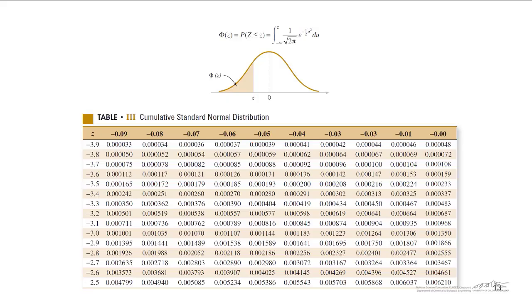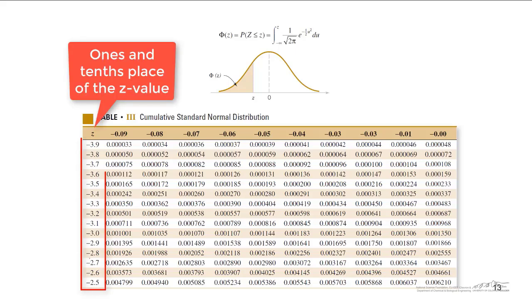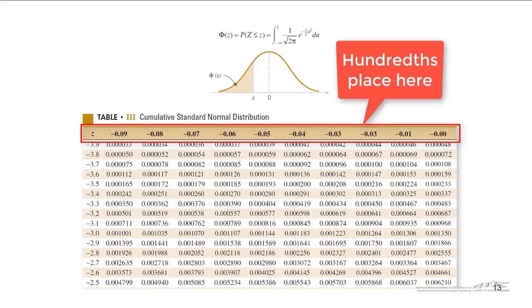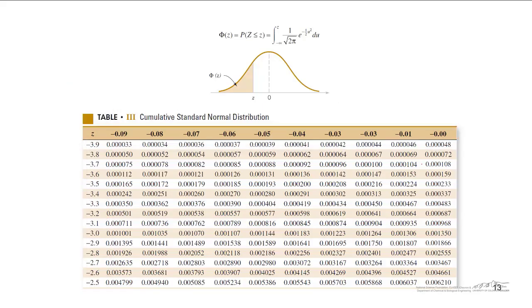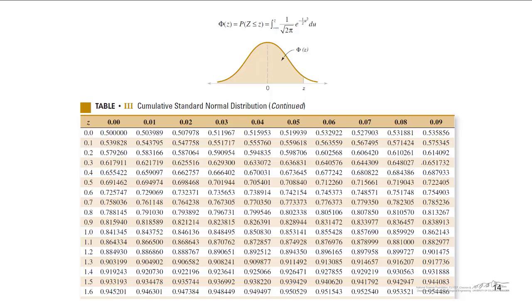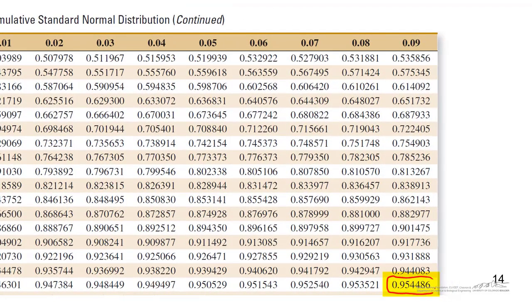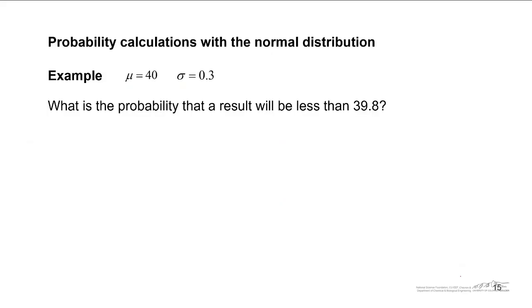In the back of the book, you've got these cumulative standard normal distribution charts. I've got a couple of examples of how we will use this. Basically you've got your z value here, and your cumulative distributions make up the contents of the table. As you get to really high z values, you see that the cumulative distribution, which always starts from the left, approaches 1. Let's go through an example.